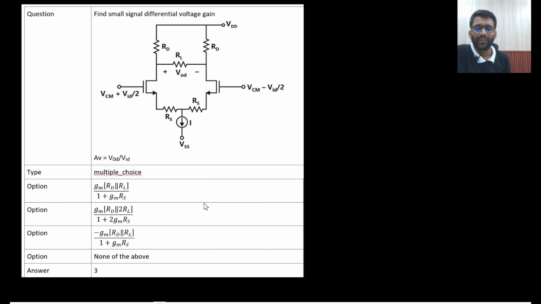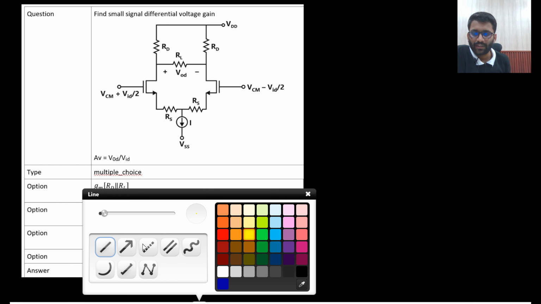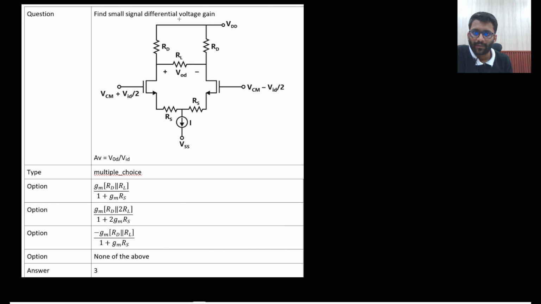Okay then. So in this problem you have to find the small signal differential voltage gain. So how you can do it? Small signal differential voltage gain. So I can apply the concept of half circuit. So what this will be replaced with? Basically I will apply the concept of half circuit here.